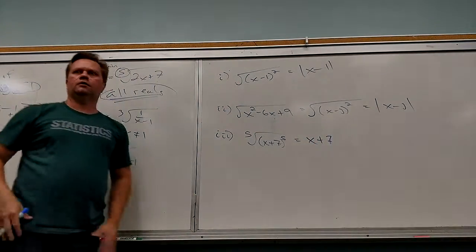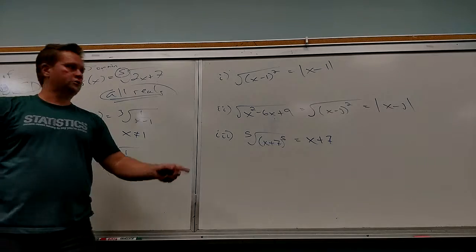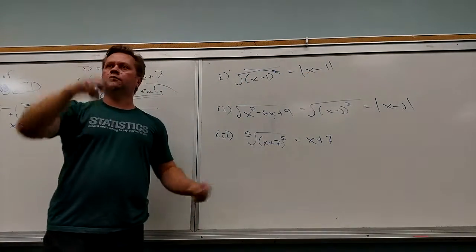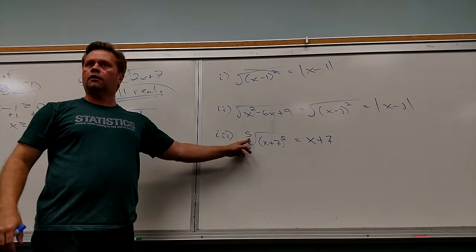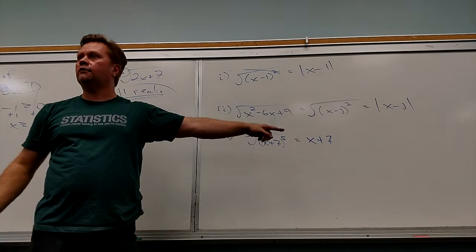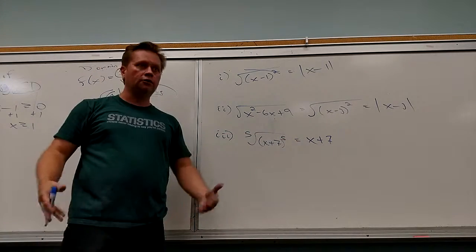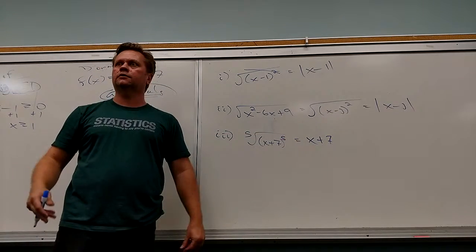Done. Why? Well, sure, these did too. But I put absolute values because it was an even root. This is an odd root. The answer can come out to be negative. That's why I don't have to protect it from maybe being negative. It doesn't matter. It can handle negative inputs and negative outputs.